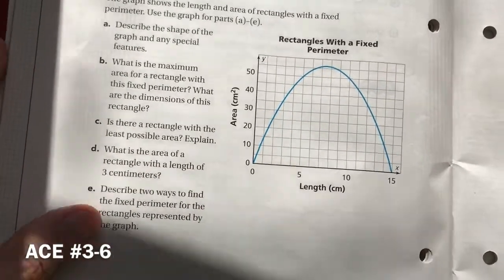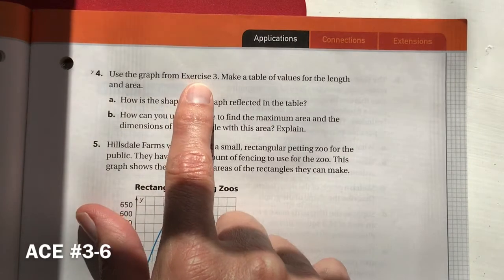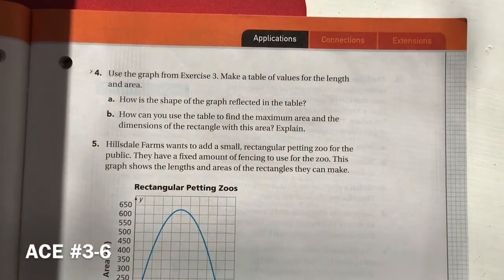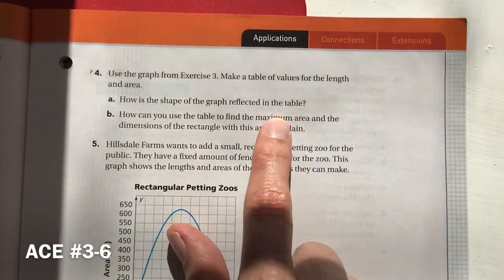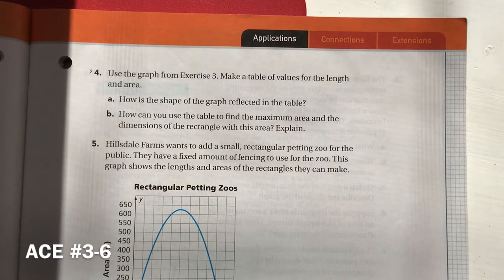Same work there. Number 4, use the graph from exercise 3. Make a table of values for the area, and you go in and find those spots. How is the shape of the graph reflected in the table? How can you use the table to find the maximum area and the dimensions of the rectangle with this area?